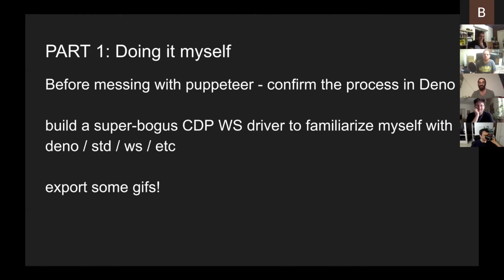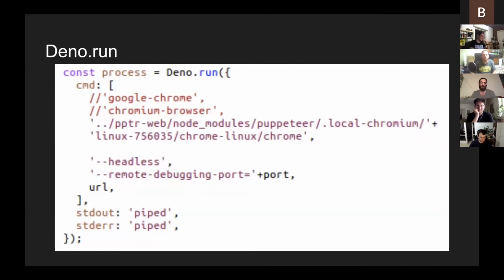Our goal here, this is an idea I had a couple months ago. I want to automate a website and export GIFs because everybody loves GIFs. And if we can make GIFs, then we've accomplished something. So this is a quick review, just a hot take on Deno, things that I had to learn.